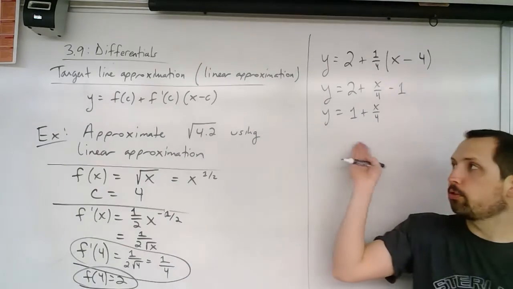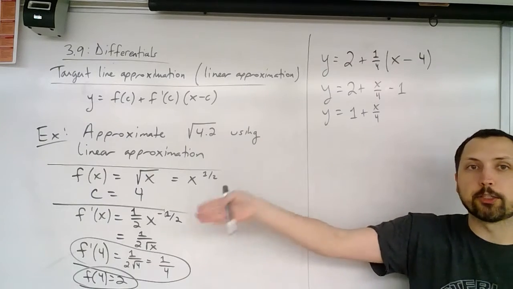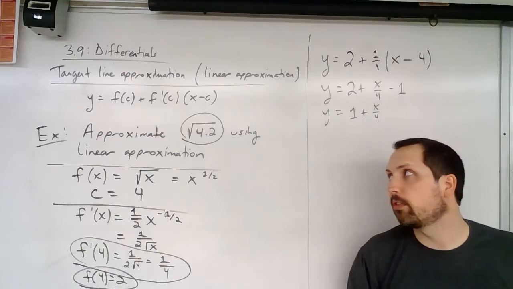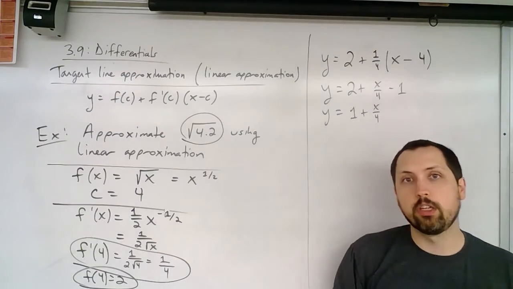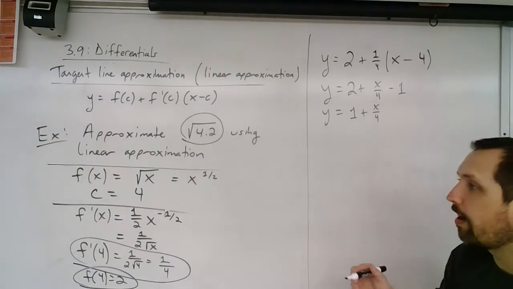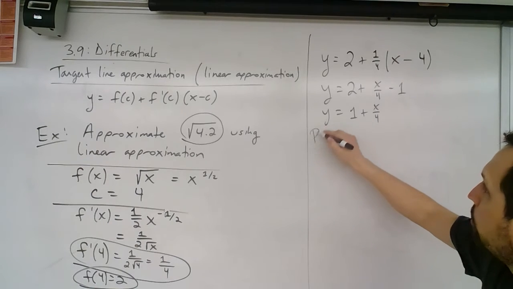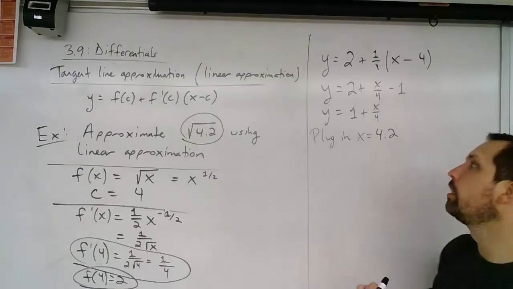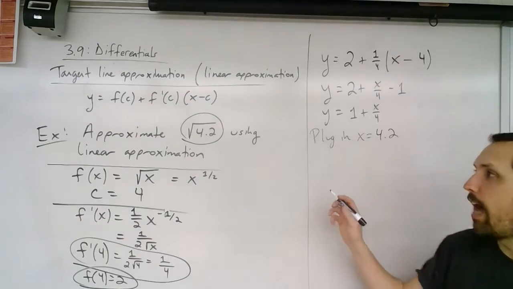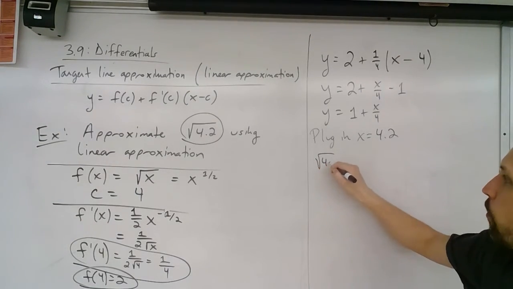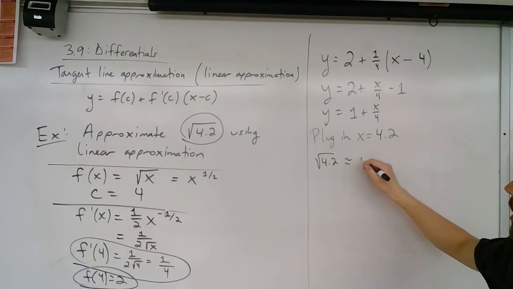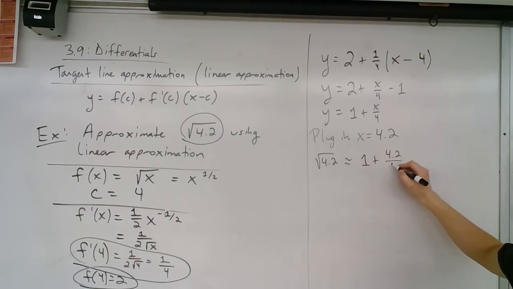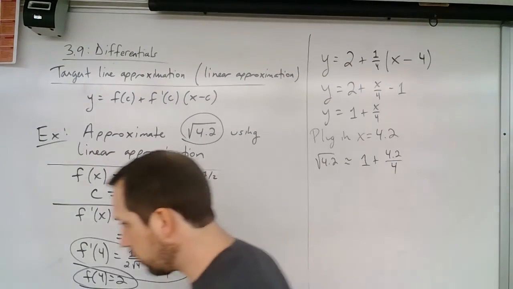Now, this is going to be true in general for our linear approximation, but we want to apply this specifically for the square root of 4.2. So this is going to be our x value. So we're going to plug in x is equal to 4.2. I plug this in, so now I see that the square root of 4.2 is going to be approximately, using this, 1 plus 4.2 divided by 4.